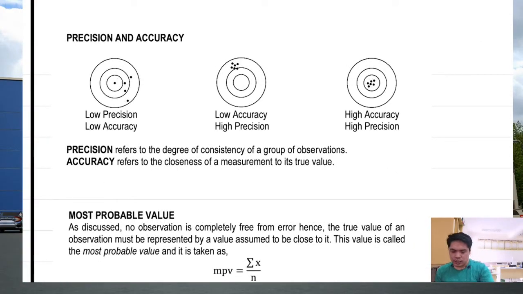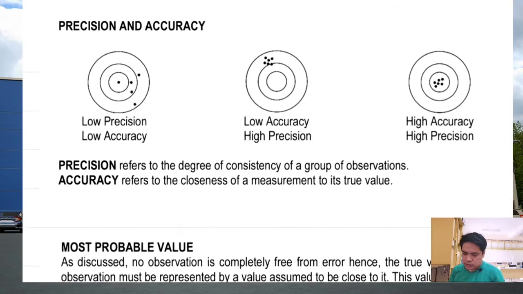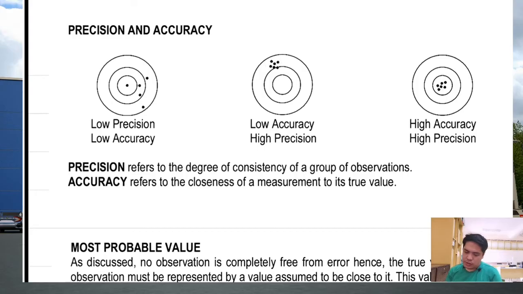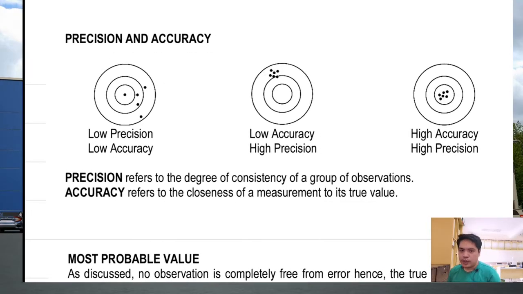Now, for the next section of this lesson, we'll now talk about precision and accuracy. So this time, I'll be using as reference the book of my younger brother, si Juncel. So this is from his Art of Civil Engineering Volume 2nd edition, the book. Okay, precision refers to the degree of consistency of a group of observations. Okay, while accuracy refers to the closeness of a measurement to its true value.